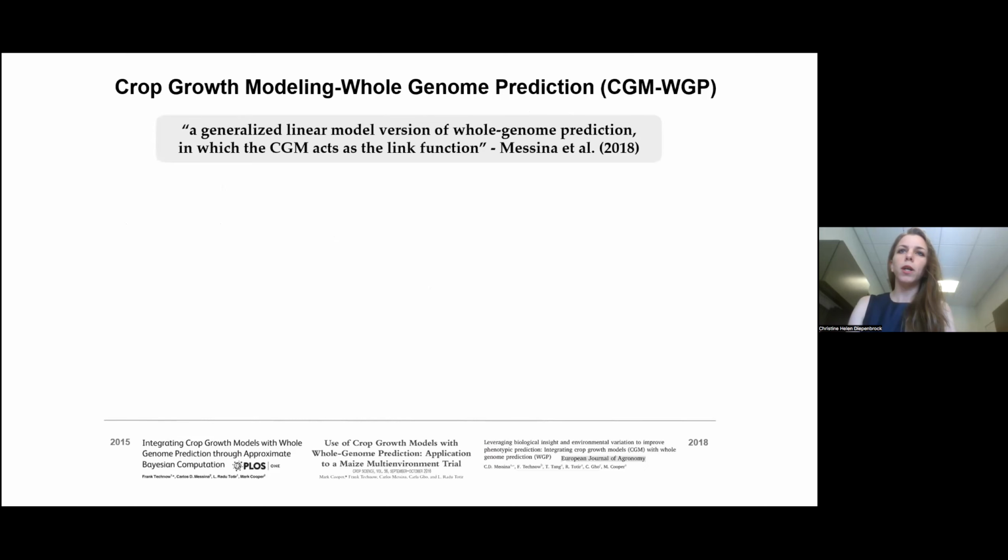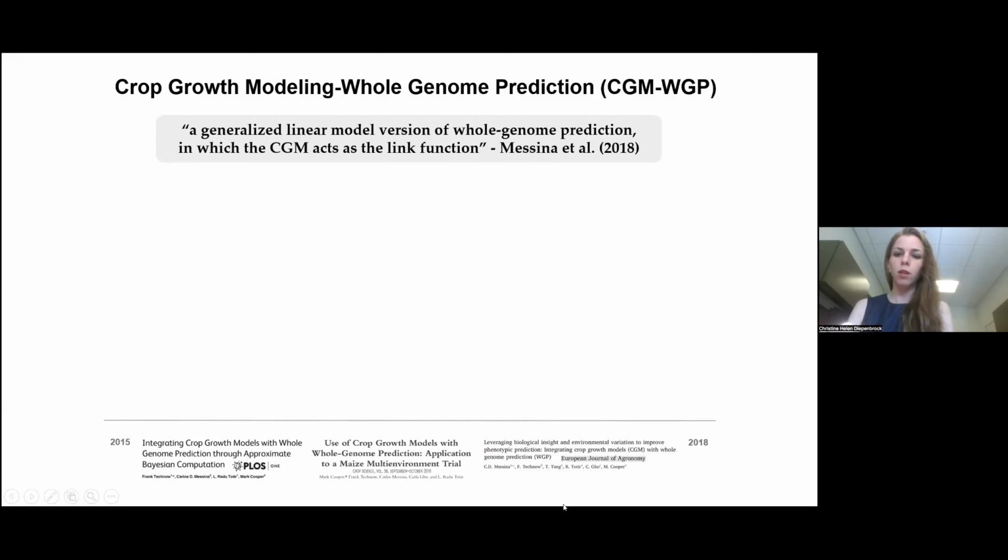Okay, so this crop growth modeling whole genome prediction, I will spend several slides on this framework and one application thereof. This framework has been described as a generalized linear model, or GLM, version of whole genome prediction in which the crop growth model acts as the link function. And this is from a paper by Charlie Messina and team.